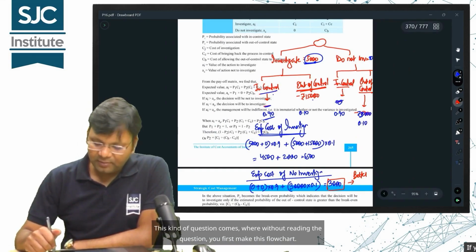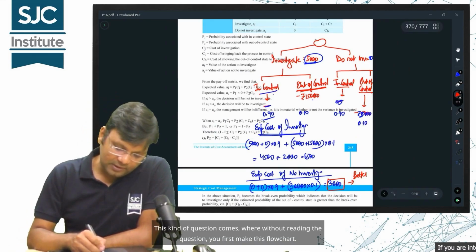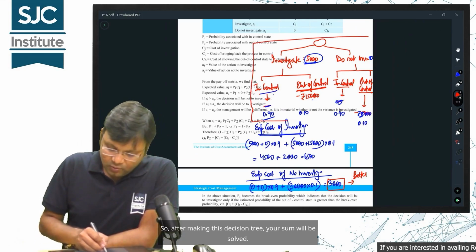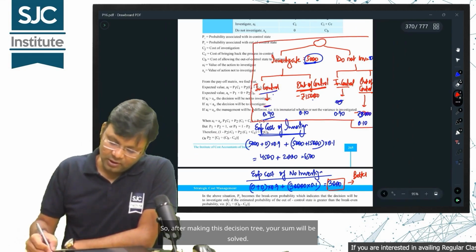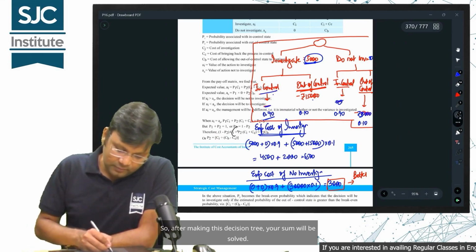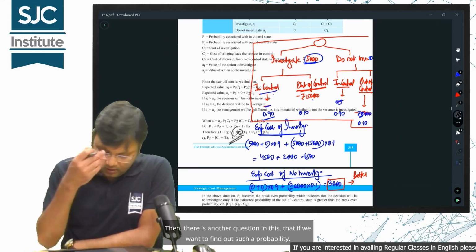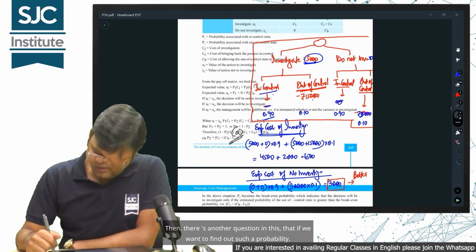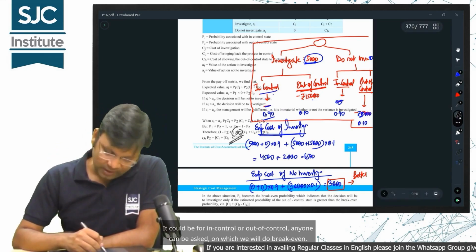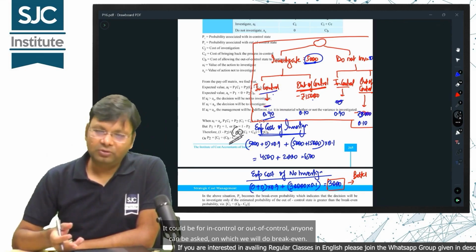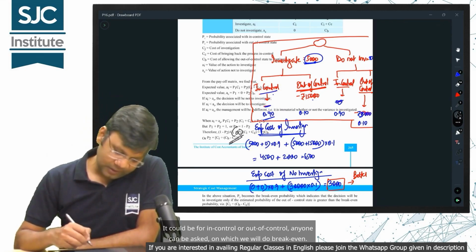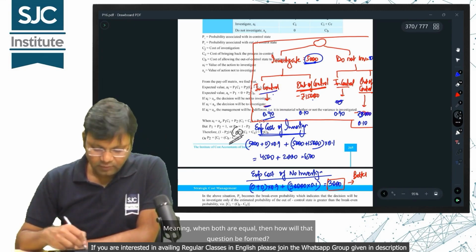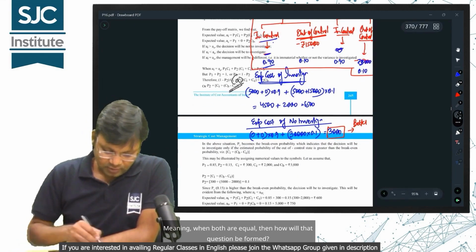This kind of question comes where without reading the question, you first make this flowchart. This is called a decision tree. After making this decision tree, your sum will be solved. Then, there's another question in this, that if we want to find out such a probability, it could be for in control or out of control, anyone can be asked, on which we will do break-even. Meaning, when both are equal, then how will that question be formed?